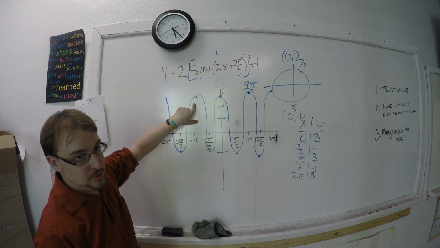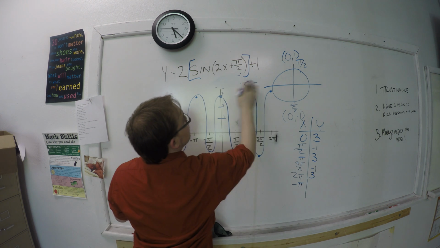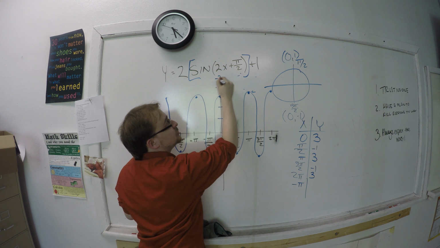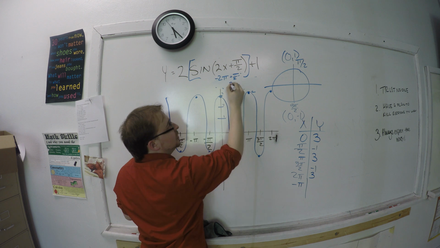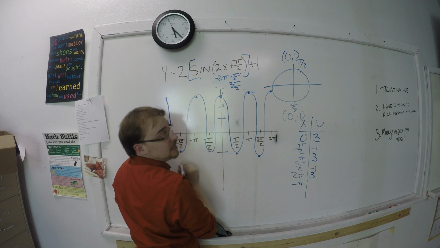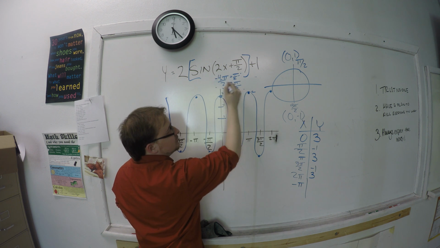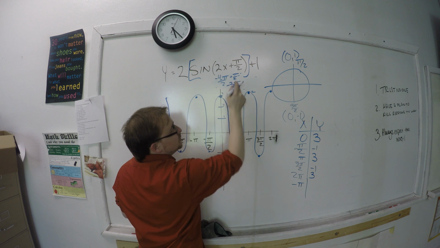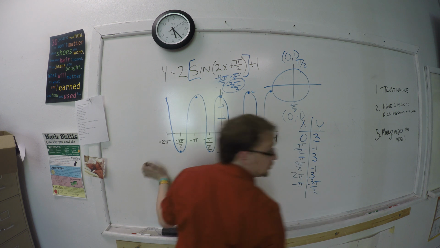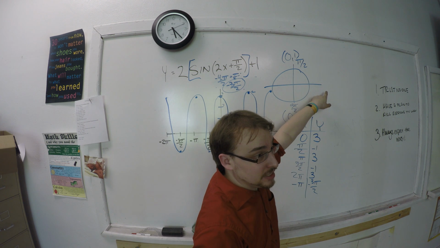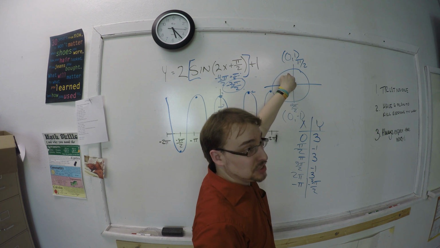Is negative pi going to get me 3? Let's find out. When we plug in negative pi, what do we get? 2 times negative pi is negative 2 pi, plus pi over 2. Do we see why? Yes. Common denominators: negative 4 pi plus pi is negative 3 pi, over 2. We get negative 3 pi over 2. Go to your unit circle. Negative means negative angle. 1 pi over 2, 2 pi's over 2, 3 pi's over 2 in the negative direction.